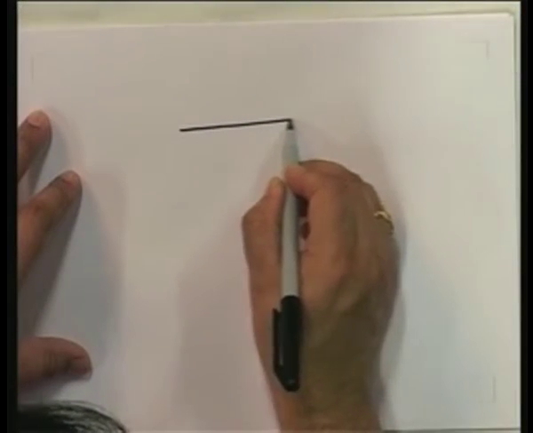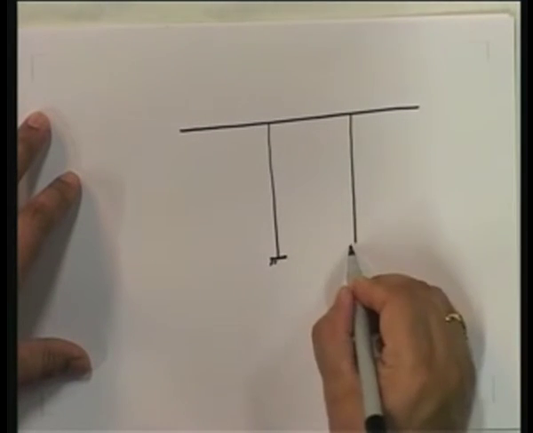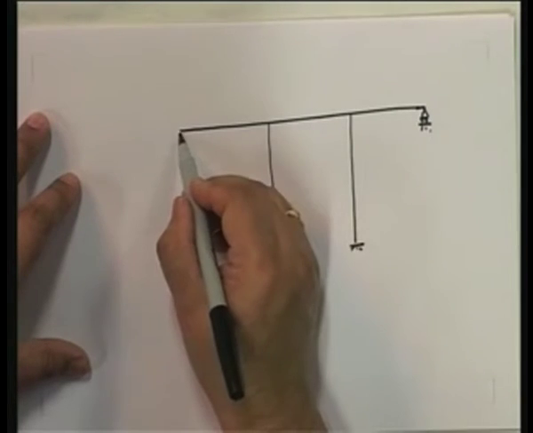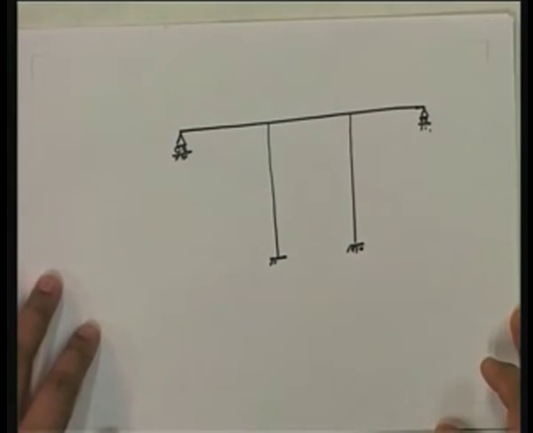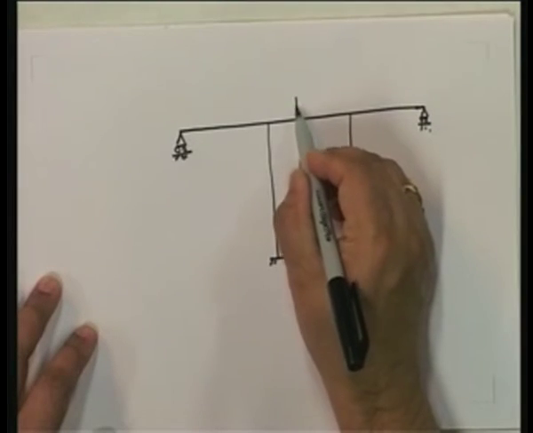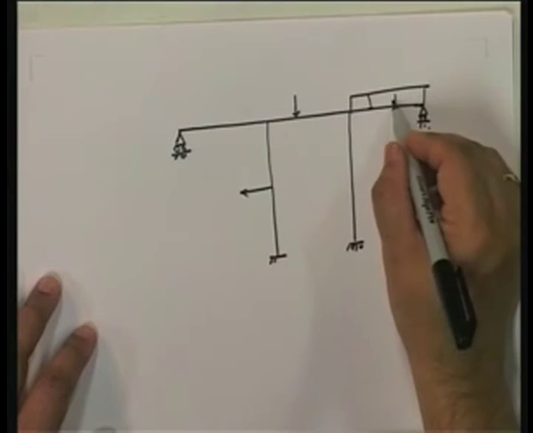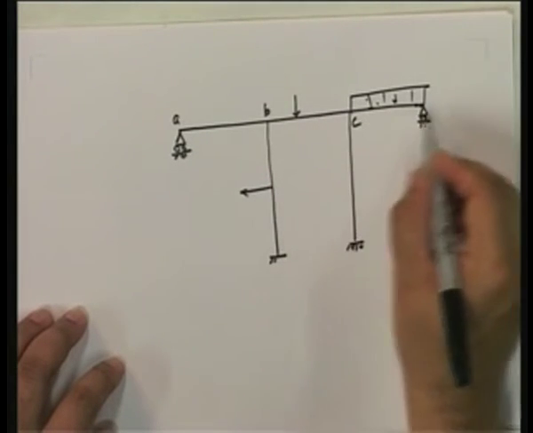Now, how do we tackle frames with sway? Let us take this same problem, and let me just change it. Instead of a hinge at this point, let me put a roller here. It's exactly the problem that we have solved, except for the fact that this one has a roller here rather than a hinge.